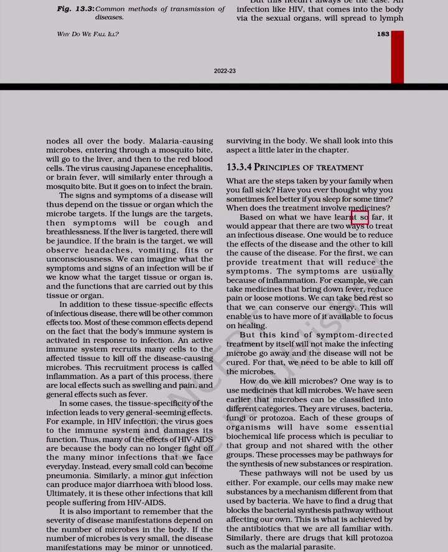Based on what we have learned so far, it would appear that there are two ways to treat an infectious disease. One would be to reduce the effects of the disease and the other to kill the cause of the disease. For the first, we can provide treatment that will reduce the symptoms. The symptoms are usually because of inflammation. For example, we can take medicines that bring down fever, reduce pain or loose motions. We can take bed rest so that we can conserve our energy. This will enable us to have more of it available to focus on healing.